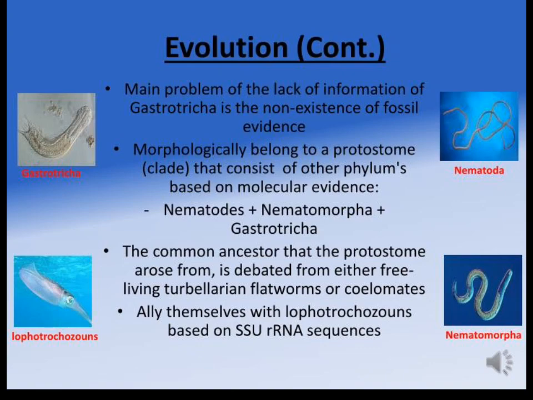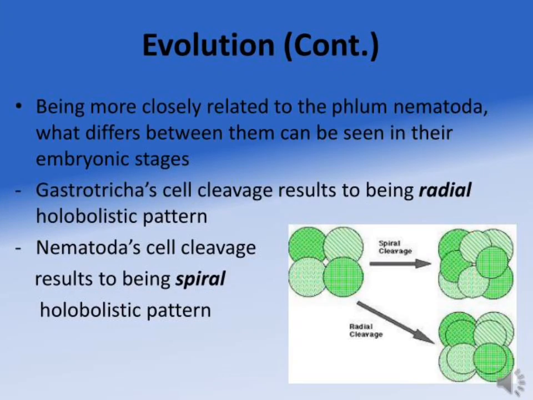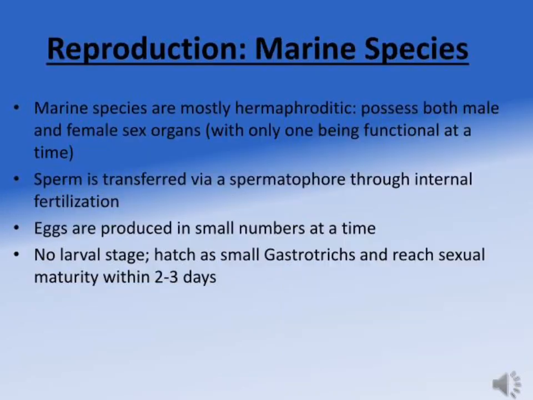RNA sequences. Being more closely related to the phylum Nematoda, what differs between them can be seen in their embryonic stage. The gastrotricha's cell cleavage results in a radial holoblastic pattern. Nematoda's cell cleavage results in a spiral holoblastic pattern.